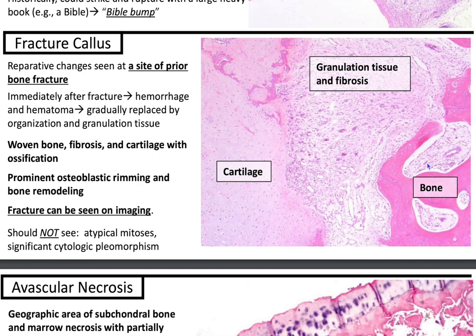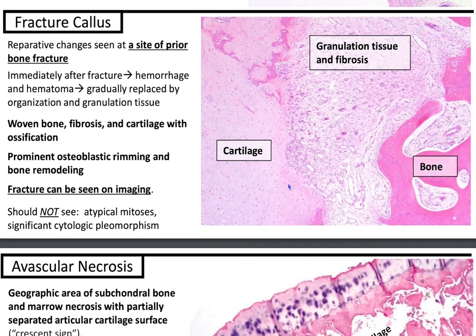You'll have this woven bone, as you can see here. You can see some granulation tissue and onset of fibrosis, and cartilage with ossification. You'll see this prominent osteoblastic rimming because it's building bone, and bone remodeling. On imaging, you can see the prior fracture. You should not see atypical mitoses or significant cytologic pleomorphism.